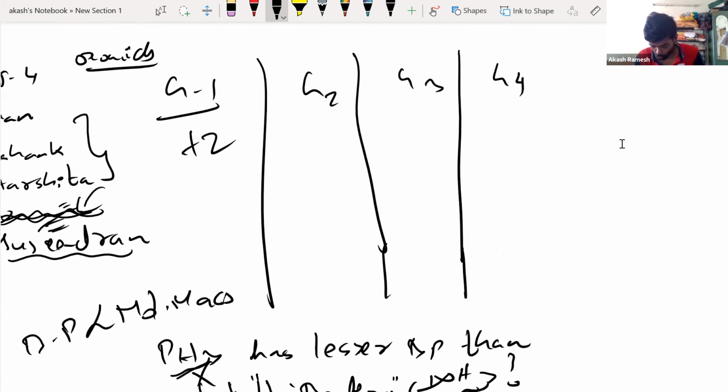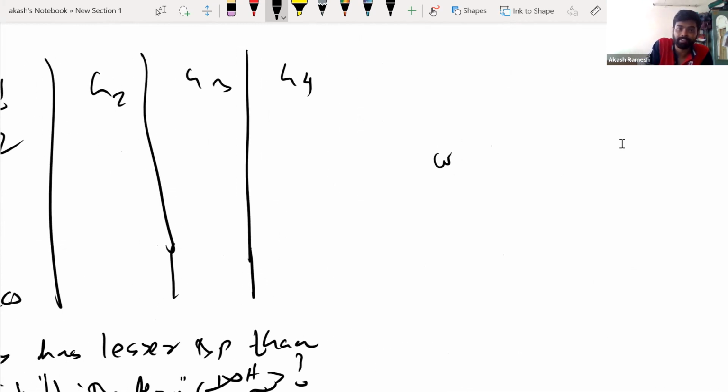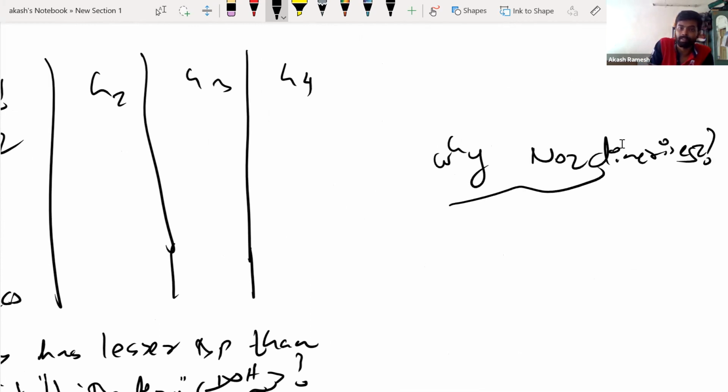Now the question goes to group 2. Right. Now the question is why NO2 dimerizes. Why does NO2 undergo dimerization? You have 1 minute to answer the question. Group 2.